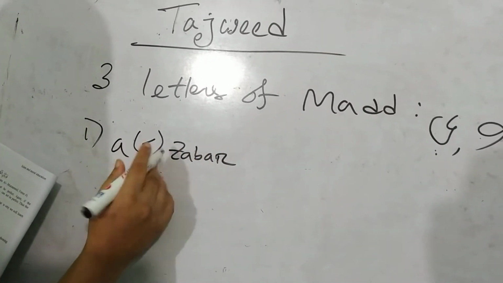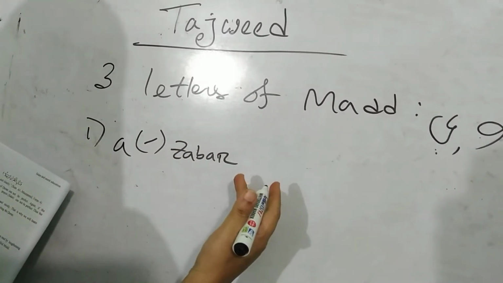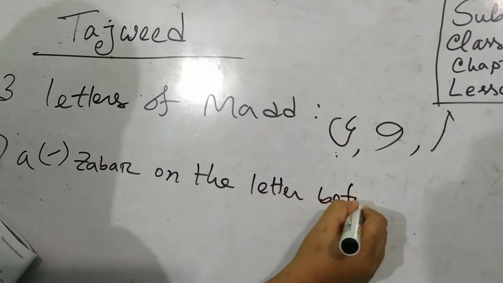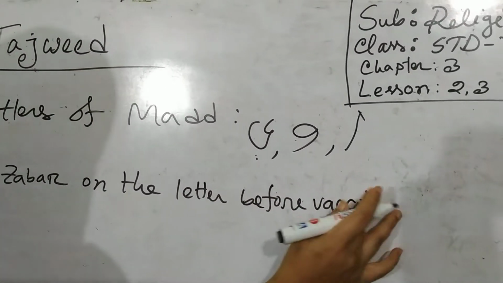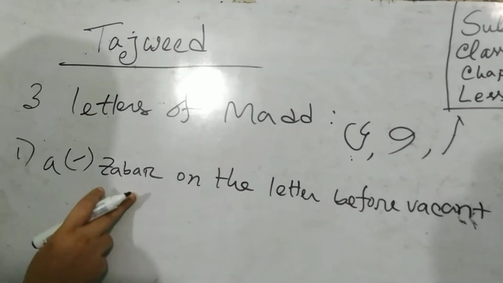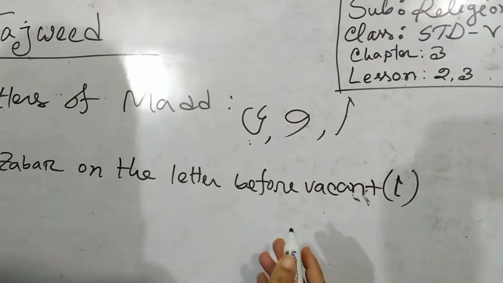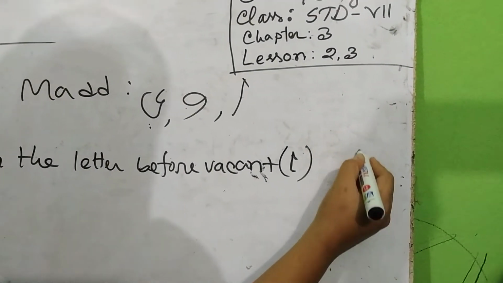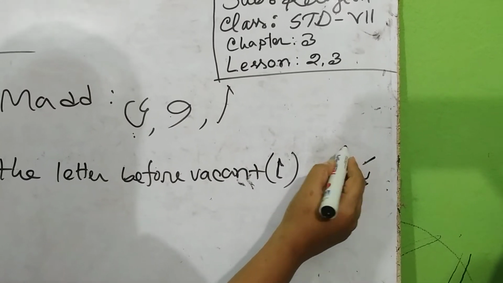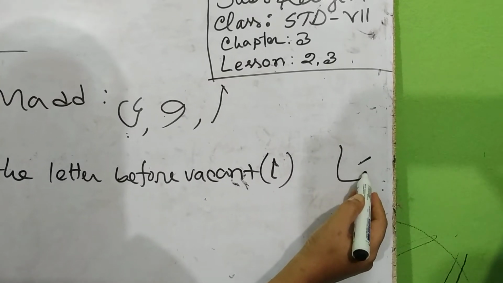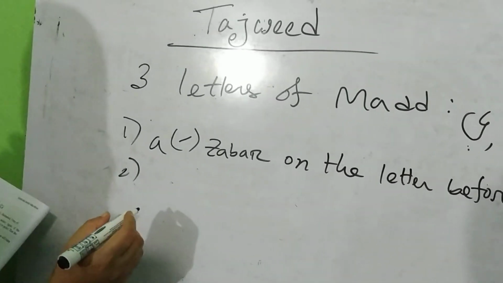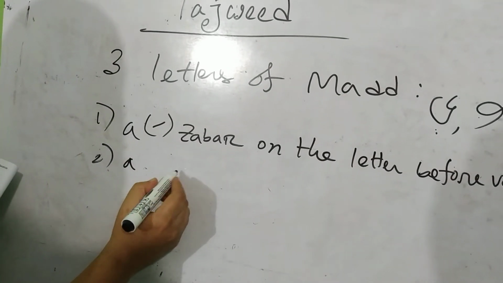When there is a jabr on the letter before a vacant alif. For example, we can write it's ba with jabr and it's a vacant alif. The vacant alif has before it the letter ba, and on ba there is a jabr, so it's the letter of mad.